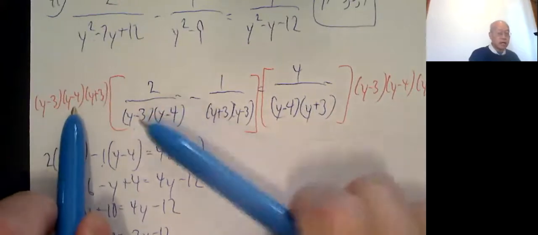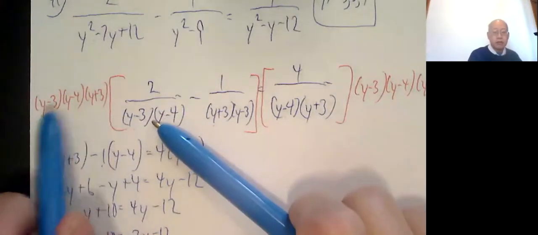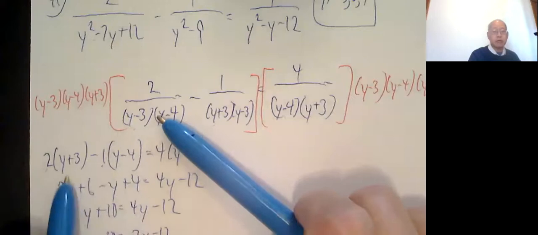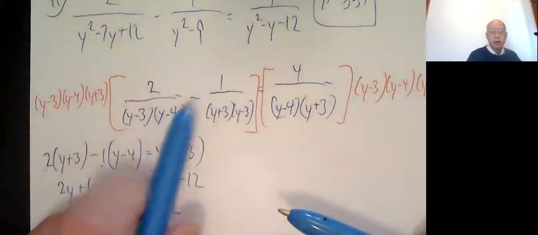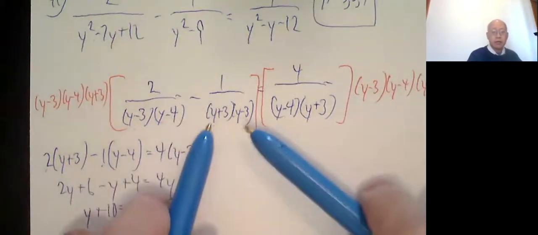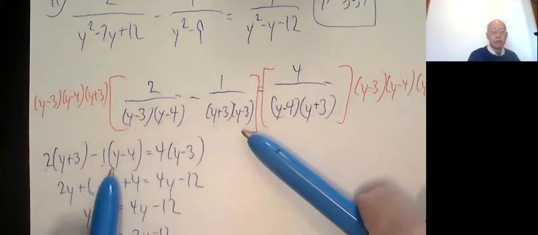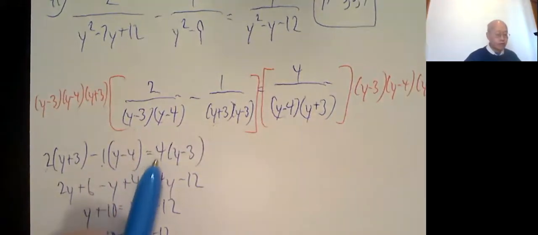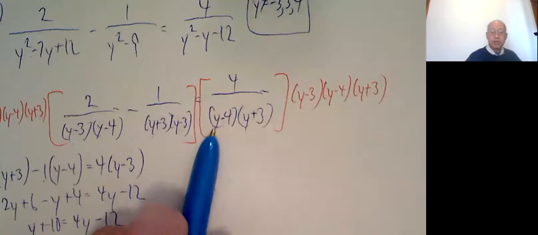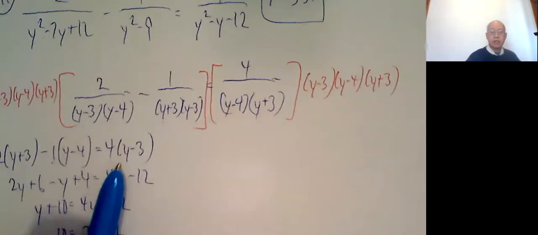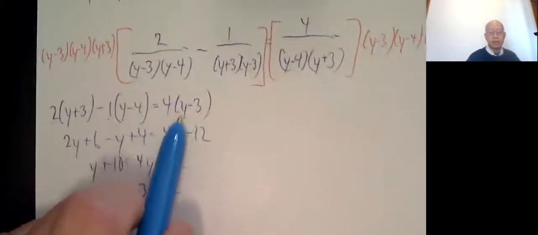So these three times this fraction, y minus 3 and y minus 4 cancel out. I have 2 times y plus 3. Minus 1 times y plus 3 and y minus 3 cancel. I still have y minus 4. Equals 4 times y minus 4 and y plus 3 cancel. I still have y minus 3. Okay, so you can see no more fractions.